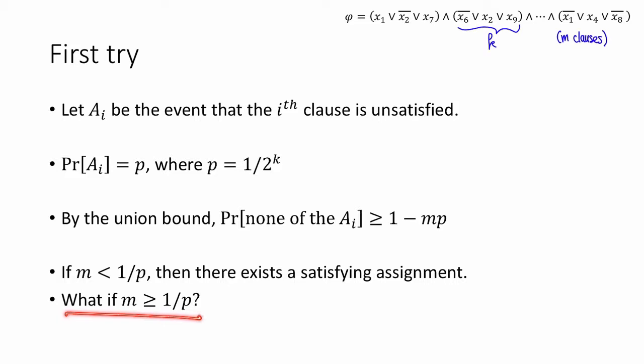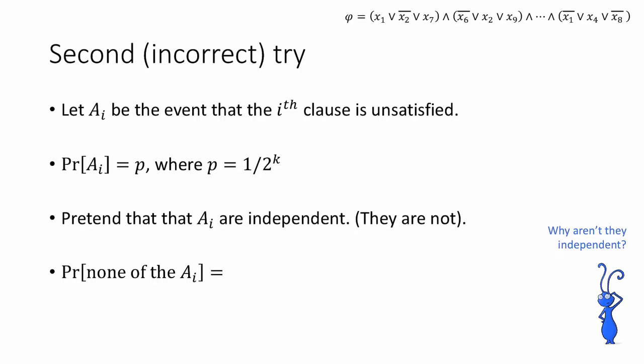As a thought experiment, let's give it a second try. The second try is going to be incorrect, but it's just for intuition. As before, let a sub i be the bad event that the ith clause is unsatisfied, so that the probability that a sub i occurs is p, where p is 1 over 2 to the k. Now, let's pretend that the a sub i are independent. They are not independent. If this isn't clear, pause the video until you see why.